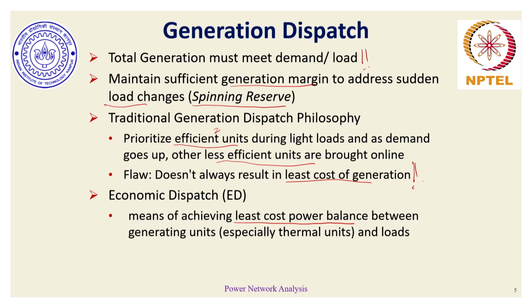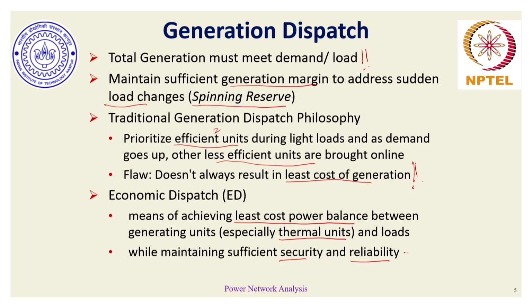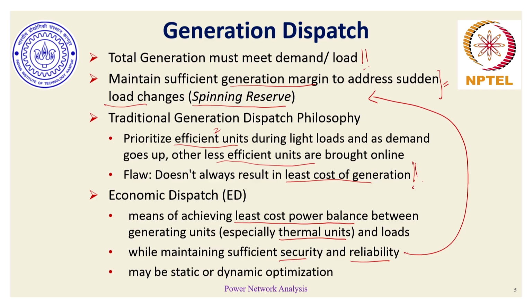Specifically, in our discussion of economic dispatch, we'll focus only on thermal units because their operational costs are comparatively higher and capital costs are moderately lower, while ensuring system security and reliability, wherein one of the ways of ensuring security is through maintaining a spinning reserve or sufficient generation margin. Again, for simplicity of our discussion, we will not consider this notion of spinning reserve. I'll briefly touch upon it as and when the right time comes in upcoming lectures.